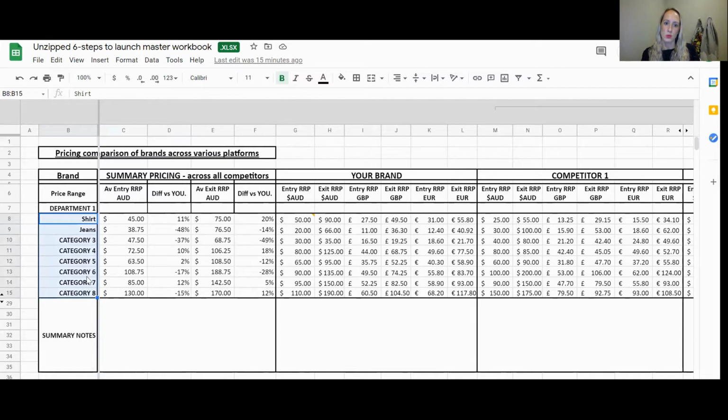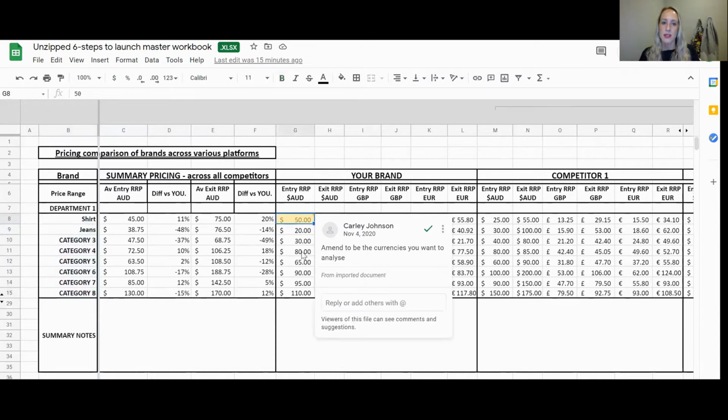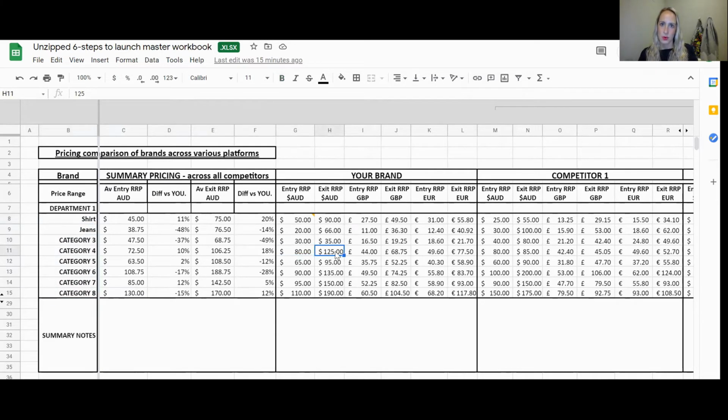Then simply, you're going onto your competitors' websites and looking at the entry price point and the exit price point by category. Say you sell t-shirts, and the cheapest is $20 and the most expensive is $50. That would be your entry and exit. You do the exact same for every single category for all of your competitors.